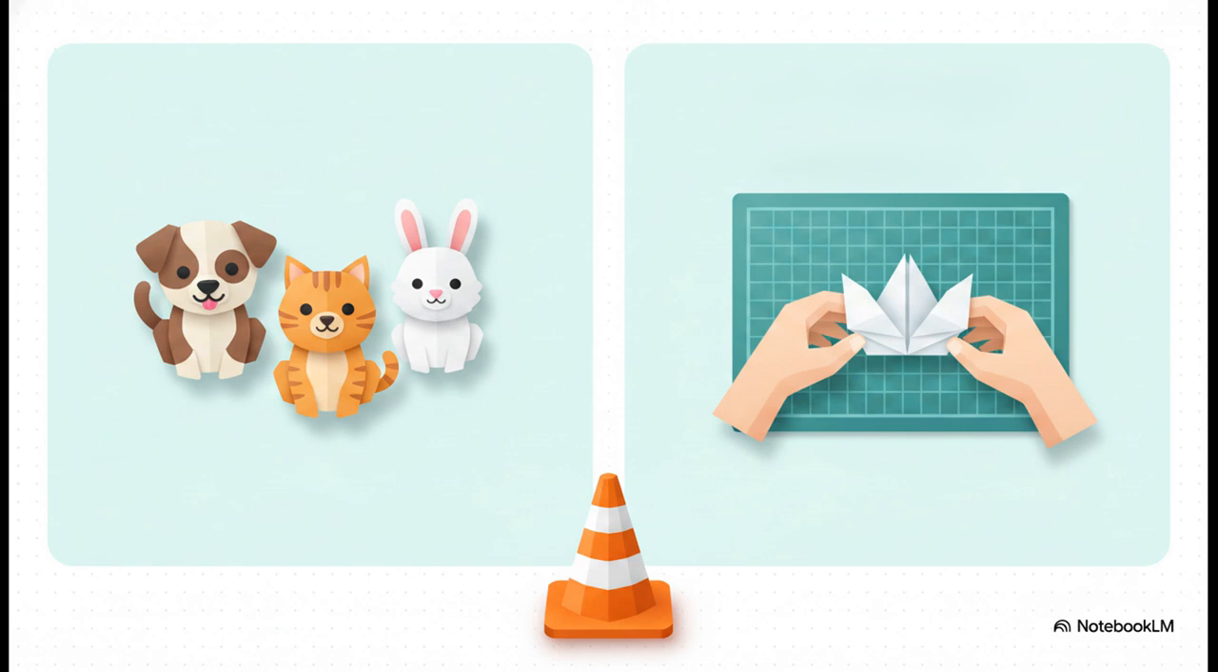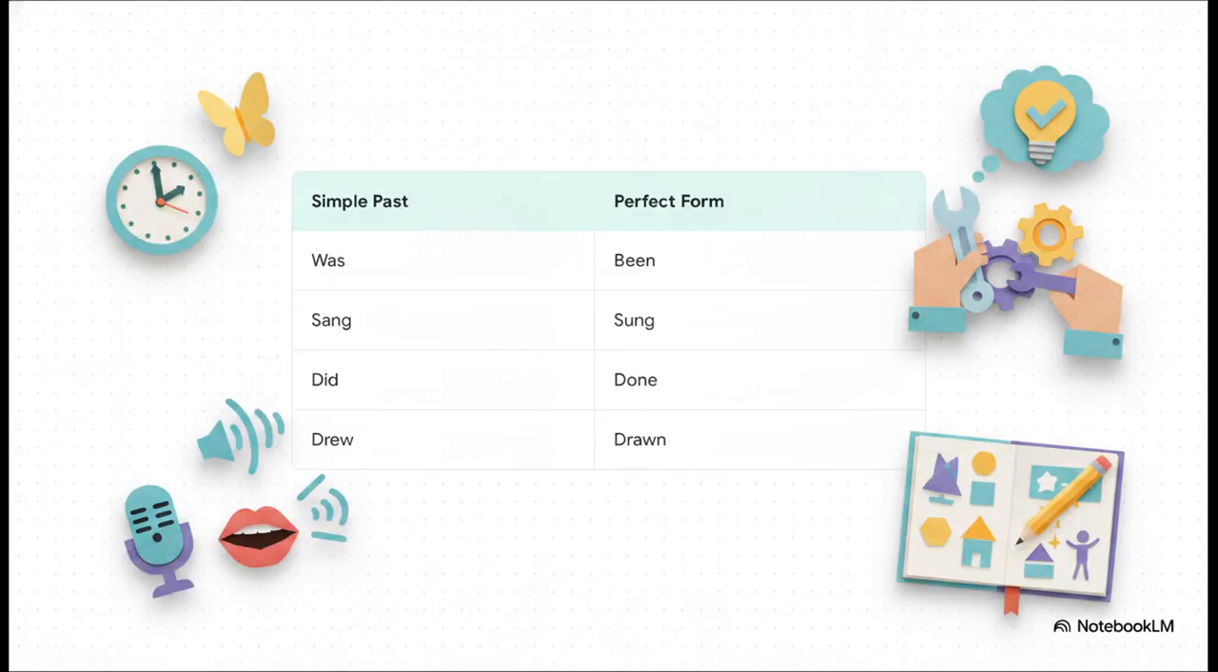We also really need to watch out for those tricky irregular verbs. Sometimes, the main verb totally changes its spelling when we use our perfect tense recipe. So was becomes been, sang transforms into has sung, did turns into done, and drew becomes has drawn. You definitely got to keep an eye out for those shapeshifters.